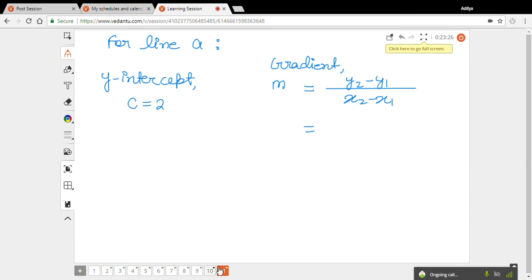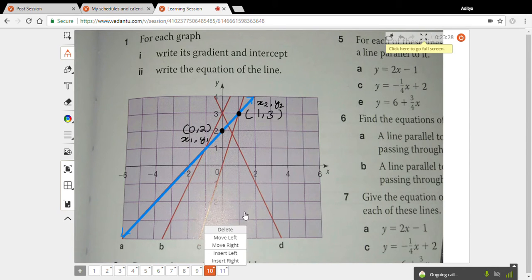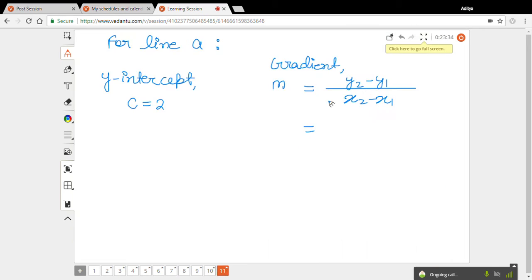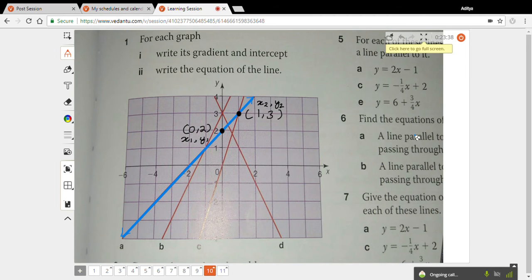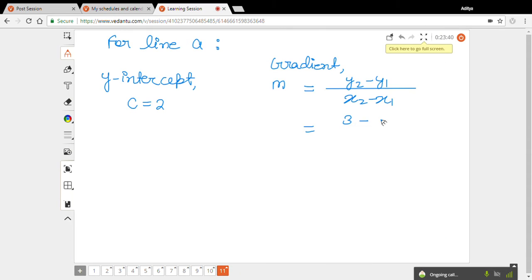Alright. So now, Anu, right now we have got these 2 points, right? So now we can just put them at this place. So y2 minus y1 is 3 minus 2, and x2 minus x1 is 1 minus 0. So it's 1 over 1. So the gradient we have got is 1.